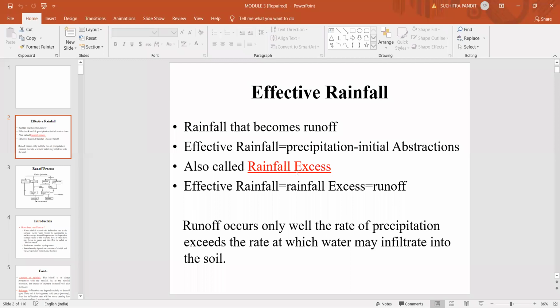This rainfall excess can also be calculated from the hydrograph. You can calculate the total precipitation and the losses below Horton's infiltration curve, and the remaining part is nothing but the P net or the excess rainfall. Effective rainfall is nothing but rainfall excess, or it is also called runoff. Runoff occurs only when the rate of precipitation exceeds the rate at which water may infiltrate into the soil. That means runoff only occurs when the intensity of the rainfall is greater than the rate of infiltration in that particular area, in that particular soil condition.